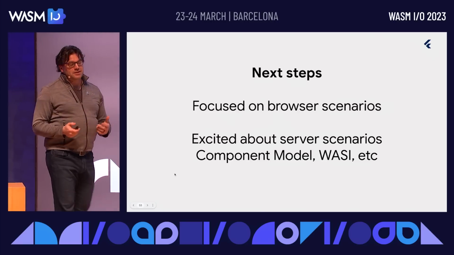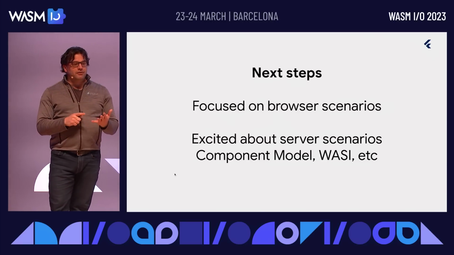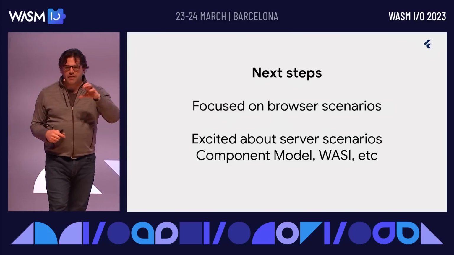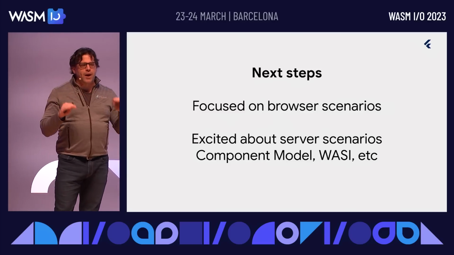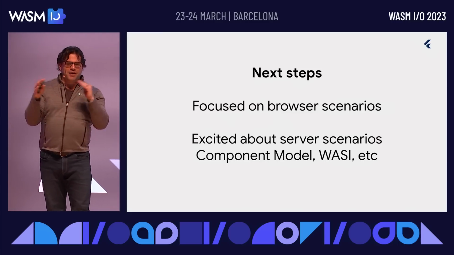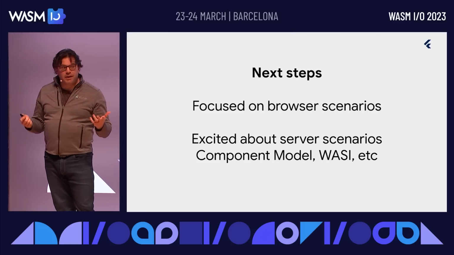So what are our next steps? We are super focused on the browser scenarios right now. We want to get rid of JSPI so that we can run in Firefox. We want to get that layer together where we can bind linear memory WASM to JavaScript, to GC WASM, so that there's no interop cost. That's really our focus.